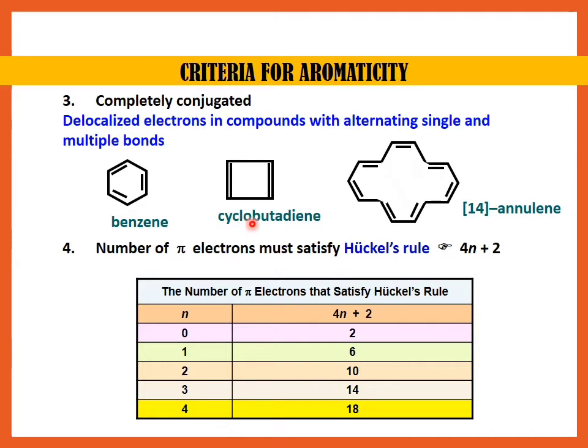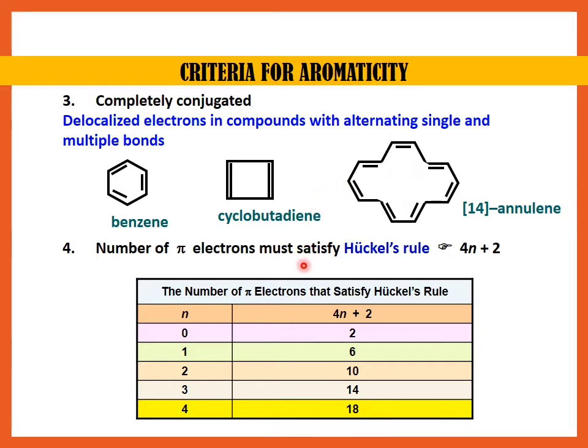And then we have cyclobutadiene here. This compound is also completely conjugated because the double bond alternates with single bond. And then we have the bigger structure here, which is aniline. Aniline also is completely conjugated. So these 3 compounds fulfill the 3rd criterion of aromaticity.